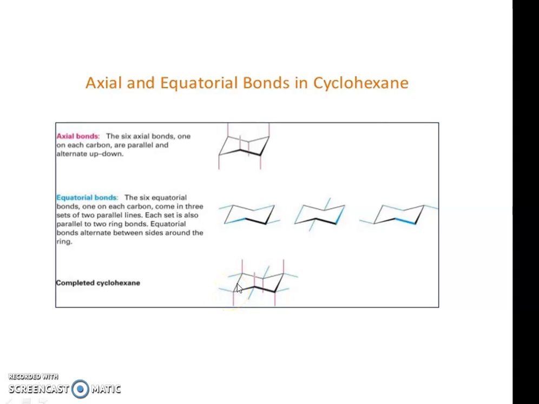So in order to differentiate the equatorial and axial bonds, they are shown with different colors. This blue color represents the equatorial bond. The pink color represents the axial bond. So this is how we can show the 2 types of bonds in cyclohexane.